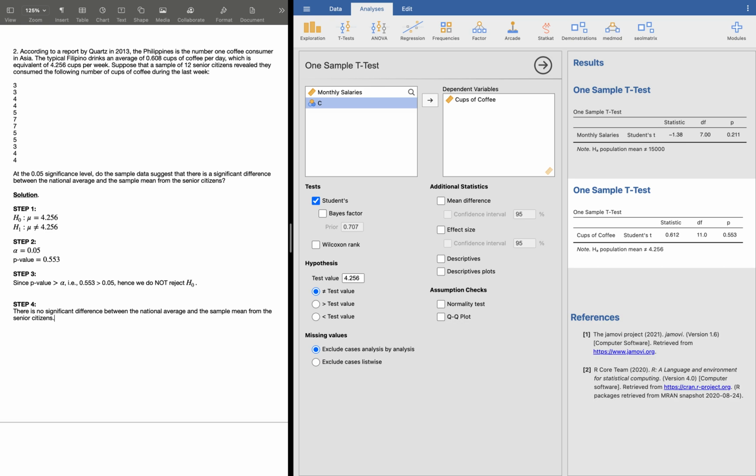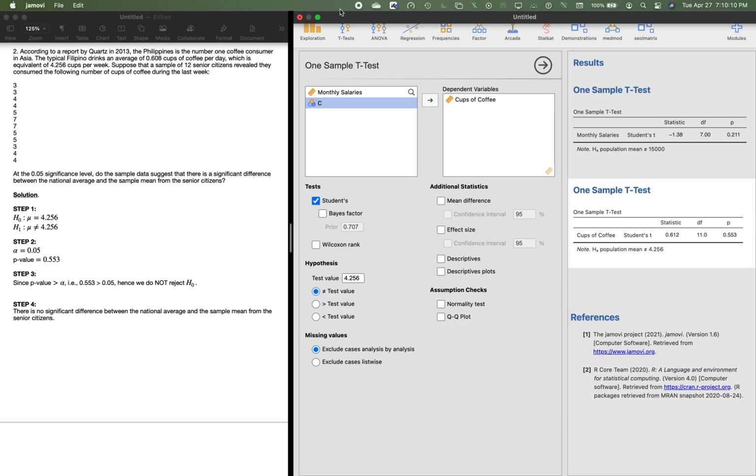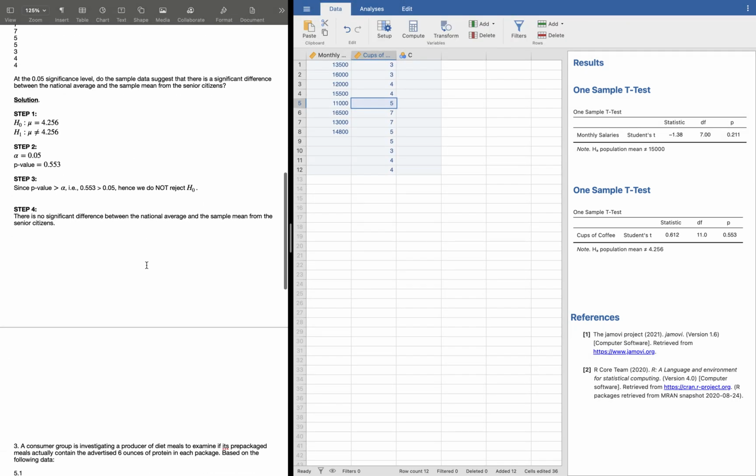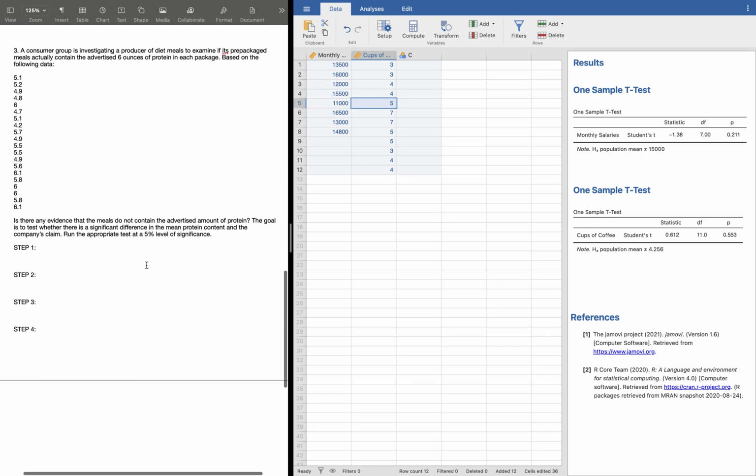Okay, and this is for number two. We're done for number two. Let's go back to data here, and then let's answer the last number, which is number three.